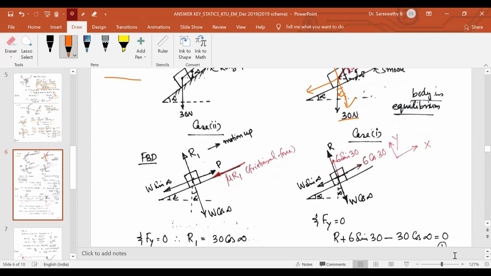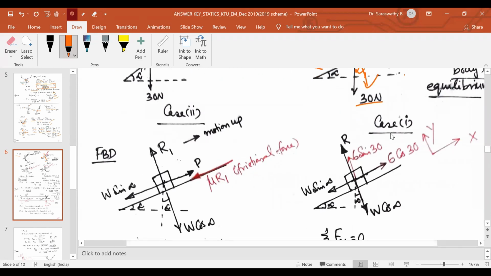The component of weight, if you want, I'll show it slightly enlarged. The component of weight in this direction is W cos alpha. Along the plane, it will be W sin alpha. Then the normal reaction will be acting in the opposite direction, from the plane in this direction. This is the normal reaction.